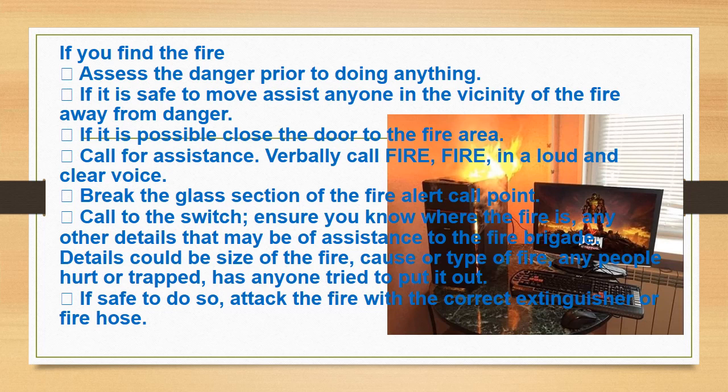Next is to call the switchboard. Ensure that you know where the fire is, and any other details that may be of assistance to the fire brigade, which will give them the point where they can put out the fire. Details could be the size of the fire, the cause or type of fire, and any people hurt or struck. Has anyone tried to put it out? If safe to do so, attack the fire with the correct extinguisher or fire hose. If you can do it, just put out the fire with a correct extinguisher or fire hose.